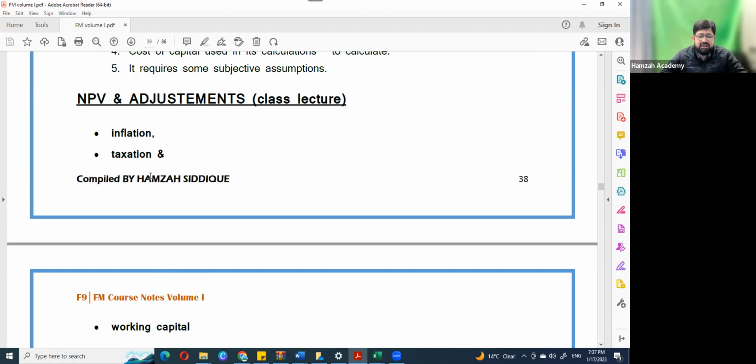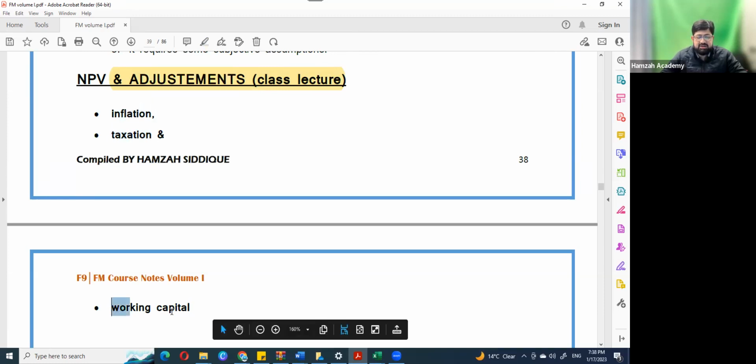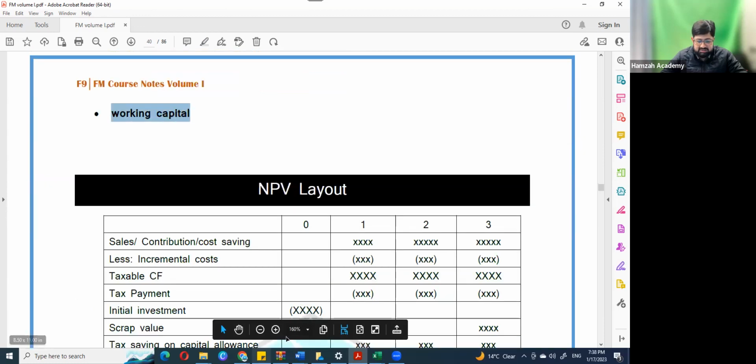Students, there are some adjustments in the NPV, which is the topic basically for today. Adjustment of inflation, adjustment of taxation, and adjustment of working capital. So three adjustments we will be talking about today.